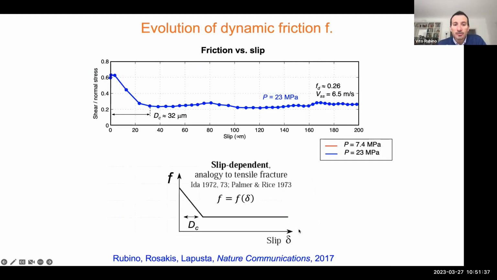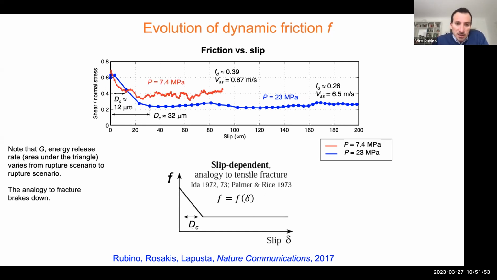Now, if linear slip weakening was an operating law, we would have curves collapsing on each other because they would all be characterized by the same dynamic friction coefficient and characteristic slip distance. However, what we see is something different, as we would expect, because the slip rate is controlling the process. So with a substantially different slip rate, we obtain a different characteristic slip distance and a different dynamic friction coefficient.